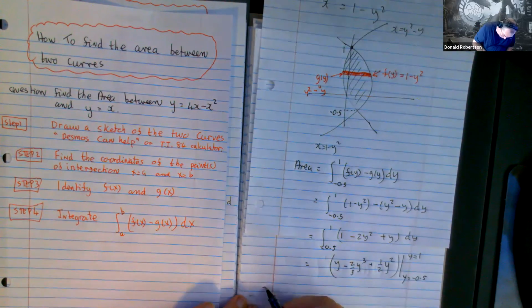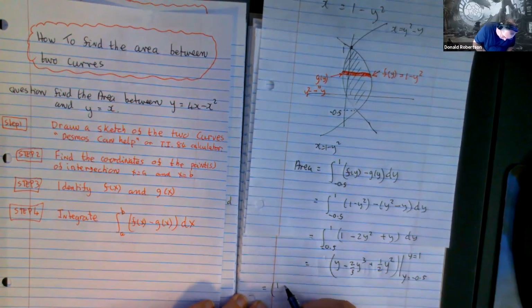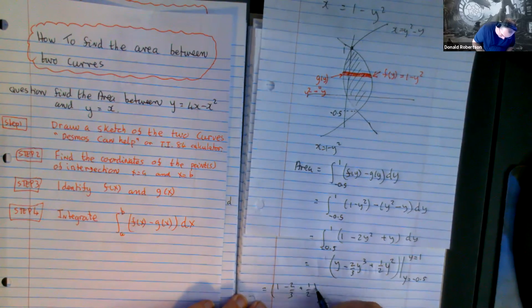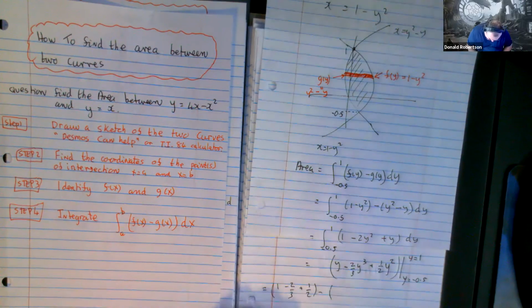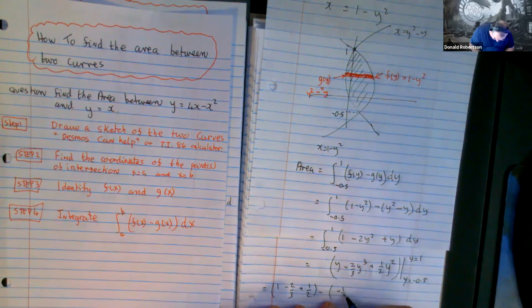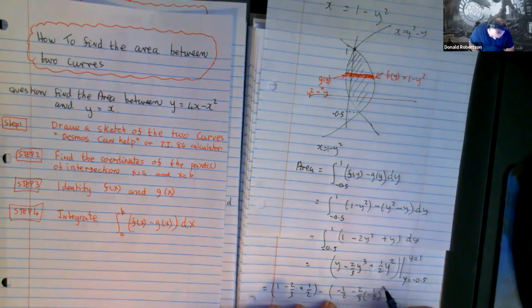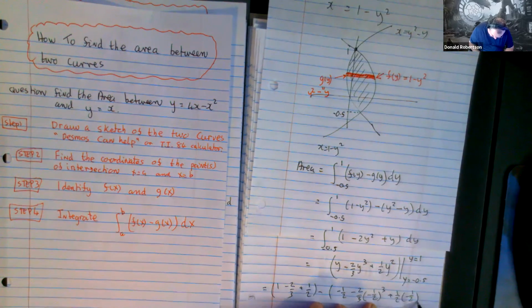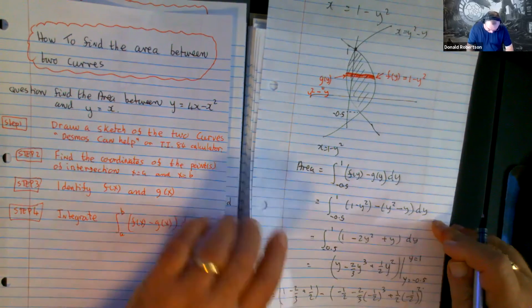So what's that going to be? It's going to be a 1, take away a 2/3 plus a half, subtract, I guess I could have called that negative a half, so I will. Negative a half, take away 2/3, negative half cubed, plus 1/2 times negative a half squared. God, that is ugly, isn't it?